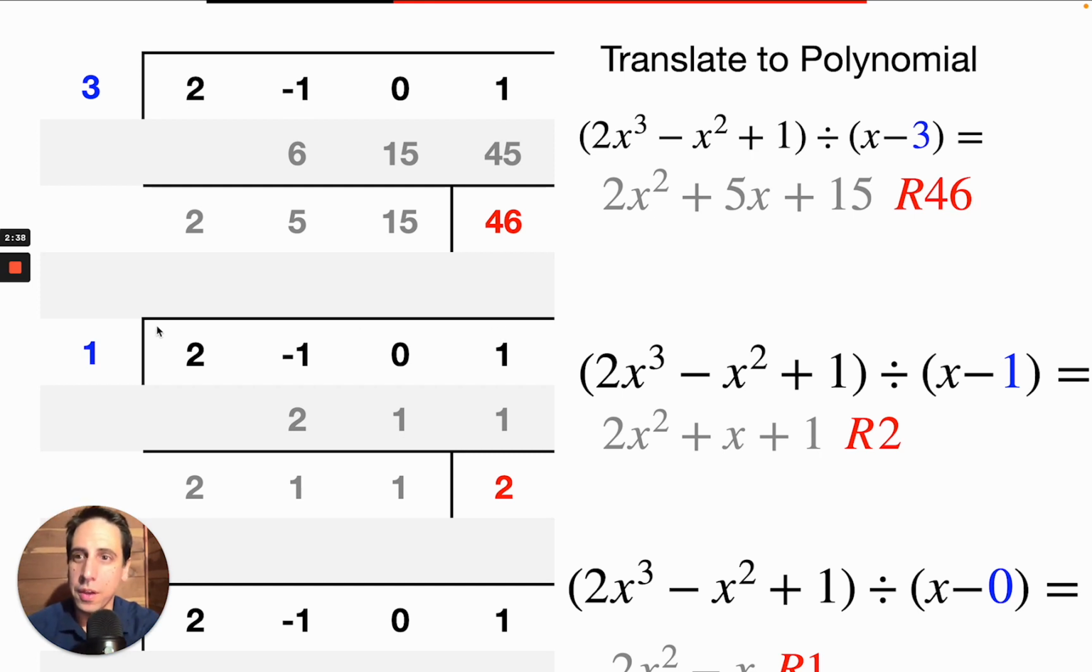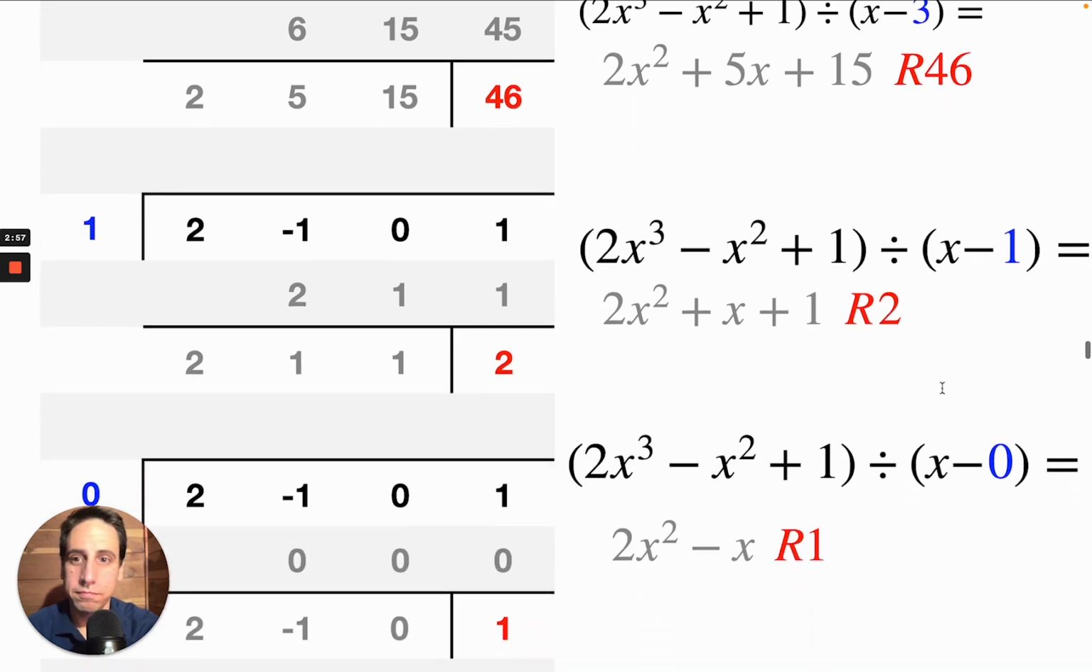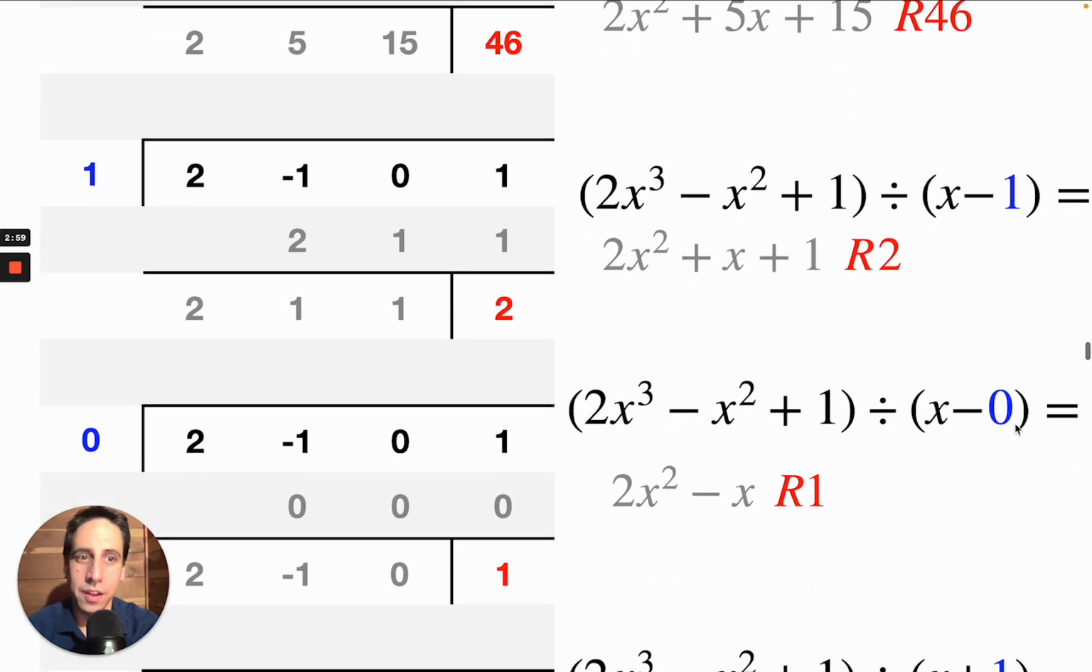All right, so now we've got another blue divisor of 1, x minus 1. Same starting polynomial, but we bring down the 2, multiply by 1, we get 2, plus -1 is 1, times 1 is 1, plus 0 is 1, times 1 is 1, plus 1 is 2. So the red remainder is 2 when the blue divisor is 1. Let's just switch it up.